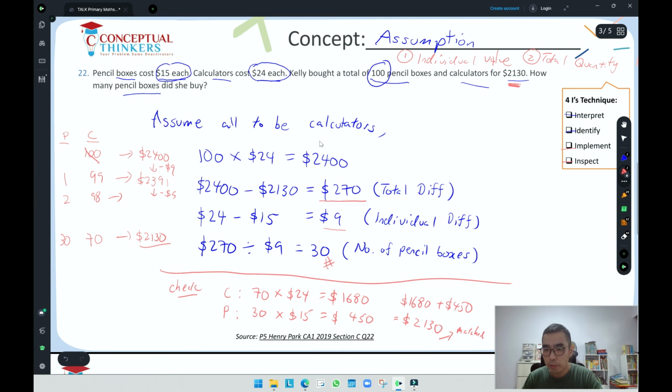So remember a few things to take note. How we interpret the question, we must see that they have given us all the individual values of each of the items or subjects. Then next, we need to see that they give us the total quantity. Now, if the question didn't give us the total quantity, but they give us the quantity of each of the subjects by units, then it will be under another concept called number times value. Okay, so I will try to explain this concept, number times value, in another video.